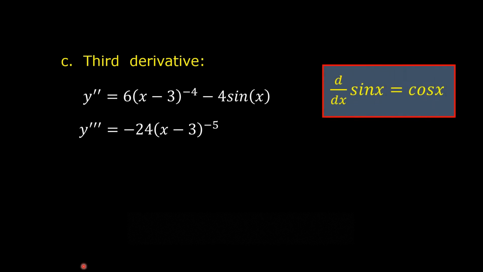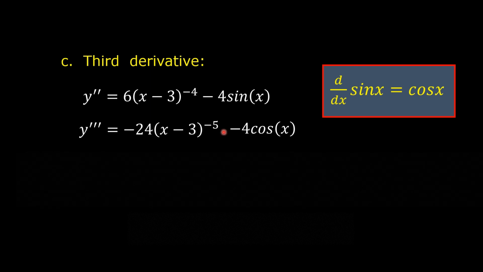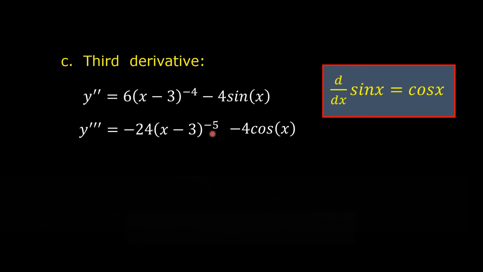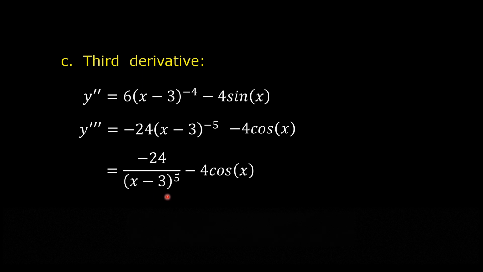And then, we learned in one of the videos in this channel that the derivative of sine x with respect to x is equal to cosine x. So, this is now equal to negative 4 cosine of x. Let us make this exponent negative 5 positive. So, this is now equal to negative 24 over the quantity x minus 3 raised to the exponent of 5 minus 4 cosine of x.